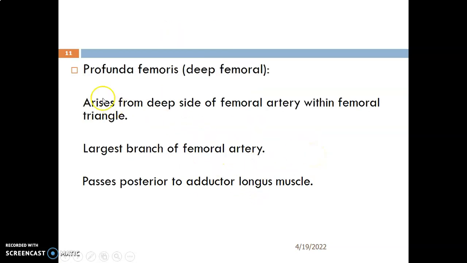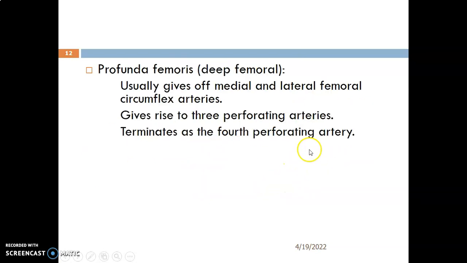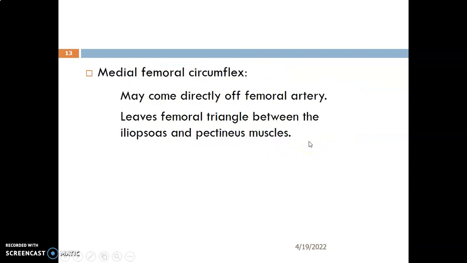the saphenous nerve. Profunda femoris arises from the deep part of the femoral artery within the femoral triangle. It's actually the largest branch of the femoral artery. So it passes posterior to the adductor longus muscle. This profunda femoris usually gives off medial and lateral femoral circumflex arteries. Okay, it gives us medial and lateral circumflex, then also gives off three perforating arteries to the posterior compartment of the thigh, and itself terminates as the fourth perforating artery.